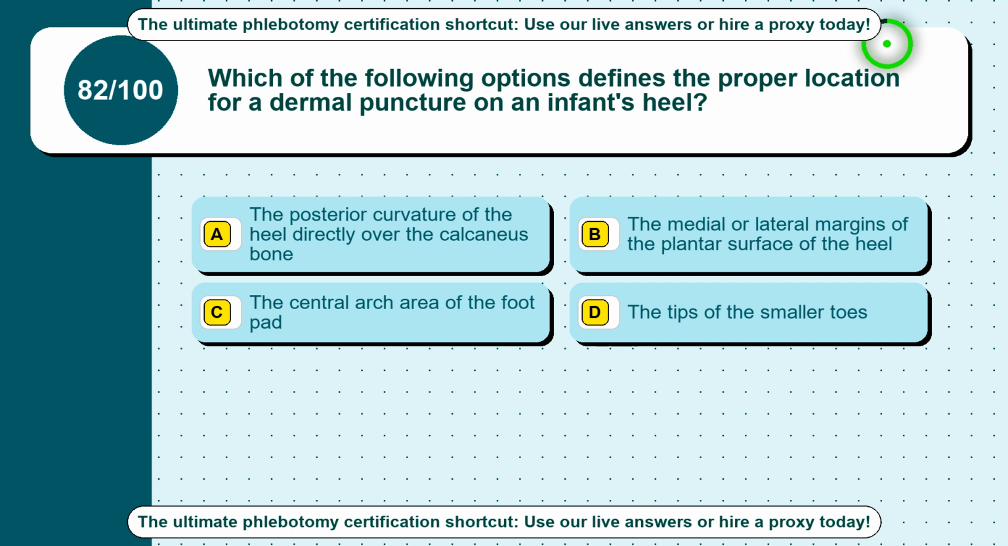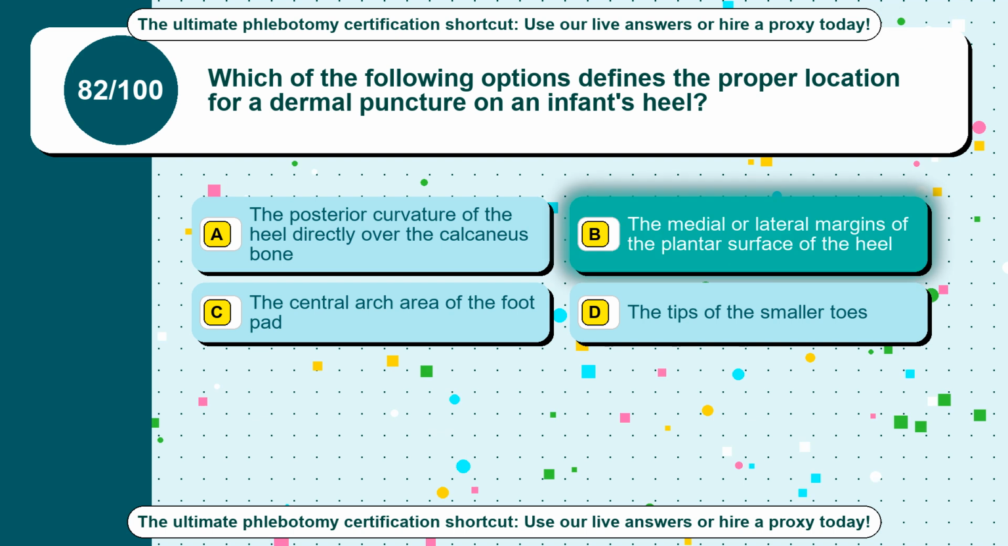Question 82. Which of the following options defines the proper location for a dermal puncture on an infant's heel? Option A, the posterior curvature of the heel directly over the calcaneus bone. Option B, the medial or lateral margins of the plantar surface of the heel. Option C, the central arch area of the foot pad. Option D, the tips of the smaller toes.